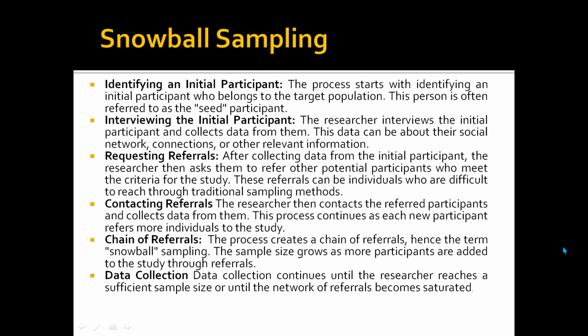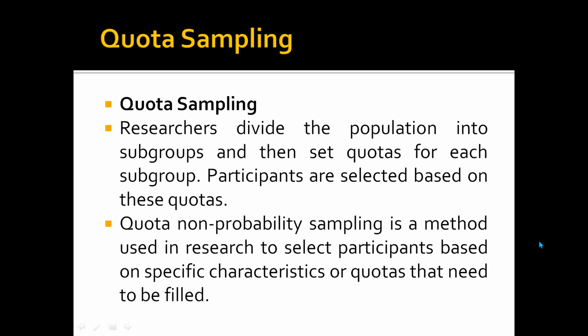Now the researcher then contacts the referred participants and also collects the data from them. This process continues as each new participant refers more individuals to the study. Hence, snowballing. One person leads to another person until you're able to get all the persons who have these characteristics. Then you collect your data from these participants through their referrals. So that is the snowball sampling technique.